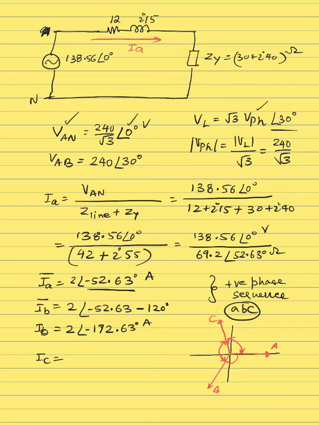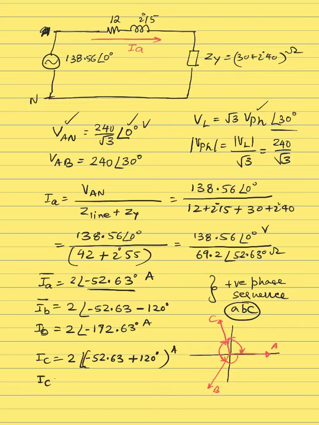So what does that mean? Let's apply it here. C is going to have the same amplitude, 2, and A has a phase angle of negative 52.63, and you can add 120 here. This is going to give you the correct value, which is the total angle in amperes.